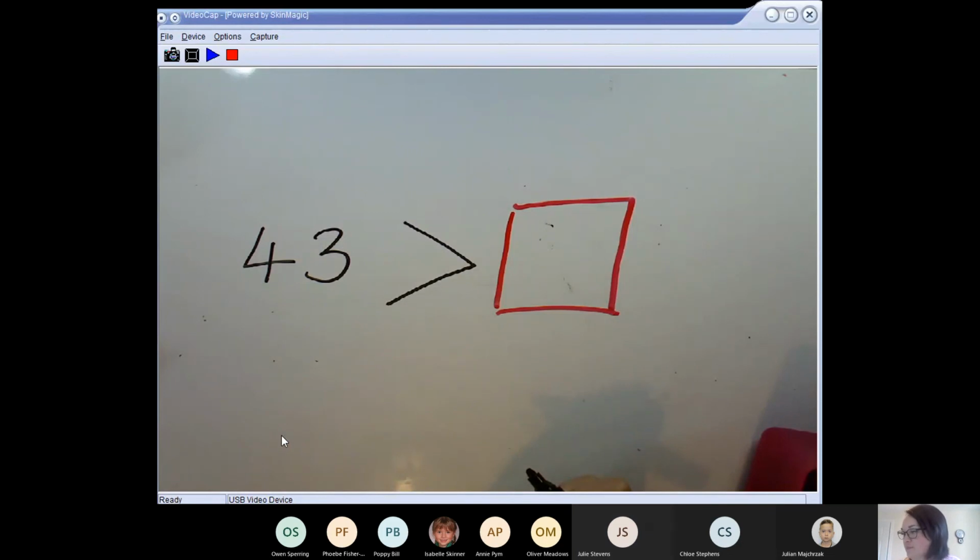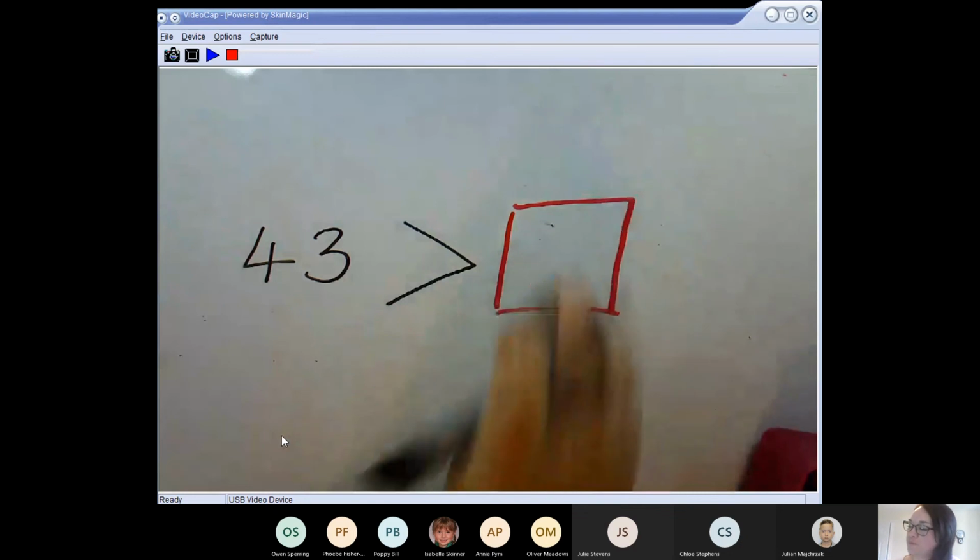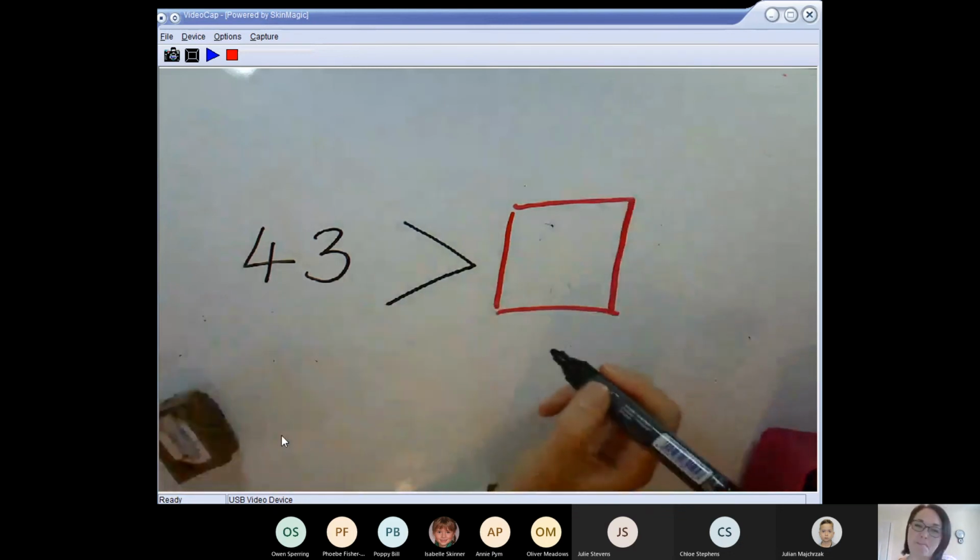We have 1. 1 could go in that box, yeah. What about something a little bit more adventurous?